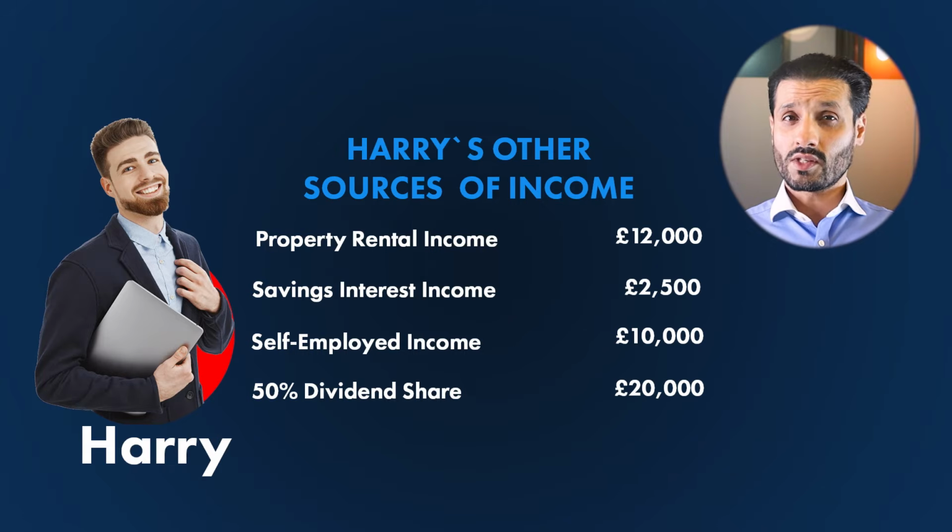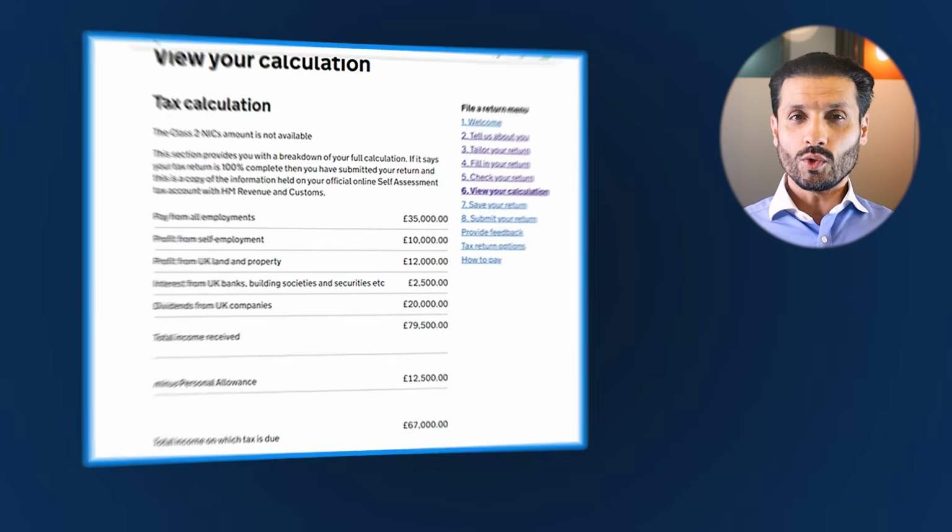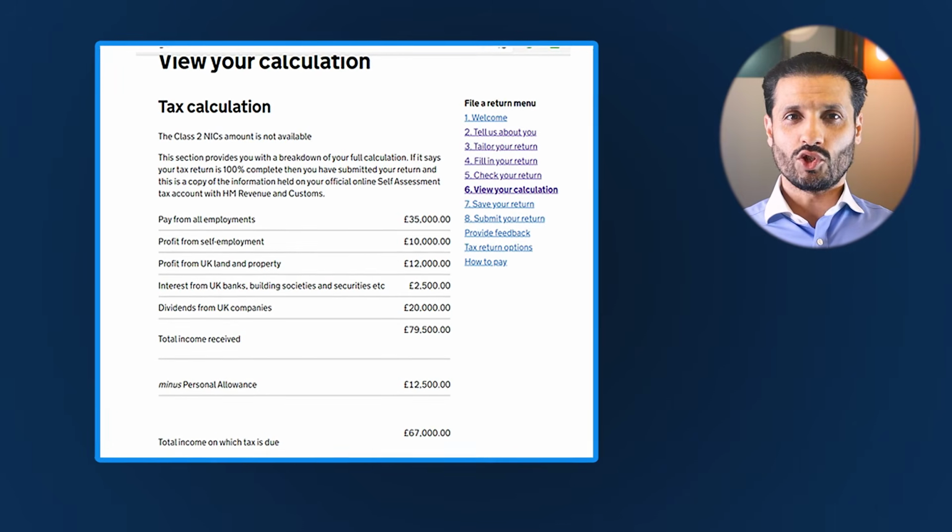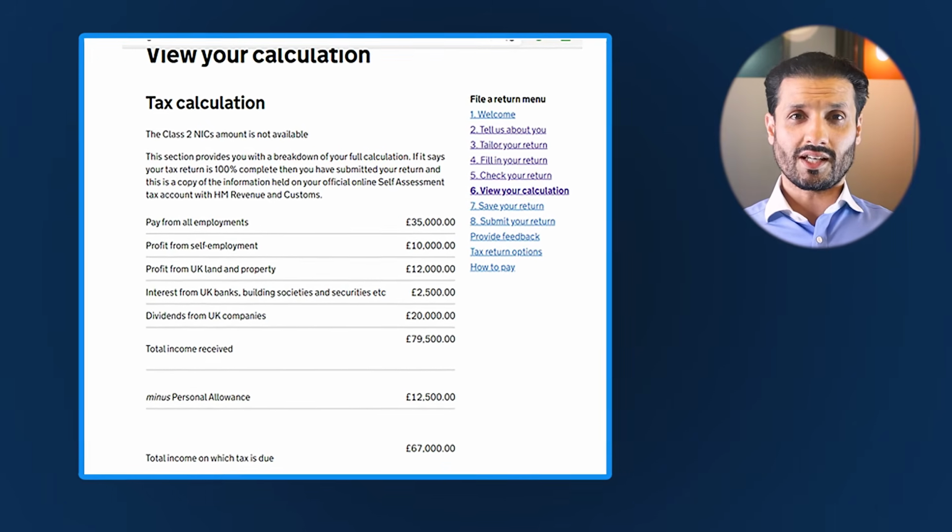He also does some side hustles in his own time as a self-employed person and earns a taxable profit of about £10,000 a year from these. And finally, he has a 50% share in his wife's limited company and receives about £20,000 a year in dividends from this company. So let's take a look at Harry's tax calculation using the 2020 to 21 tax rates.